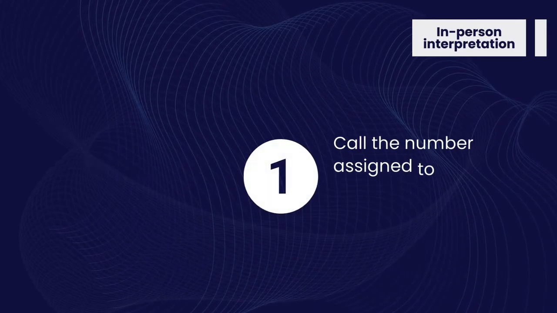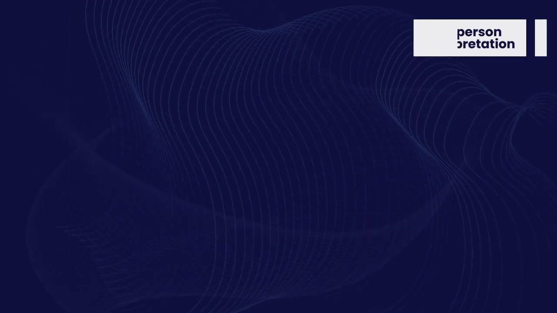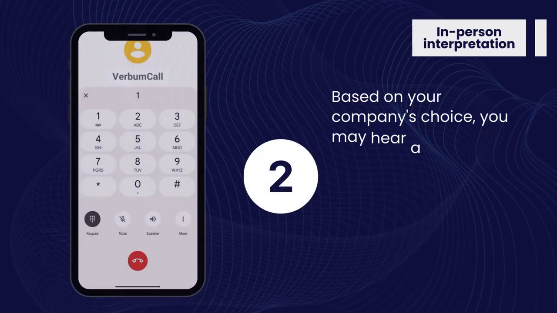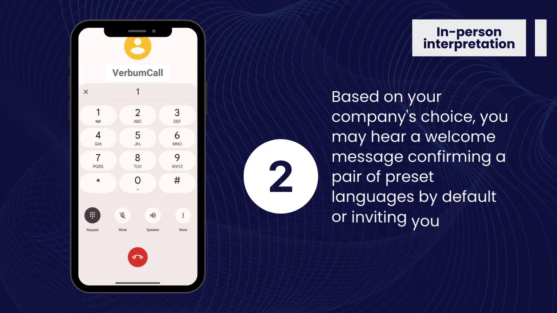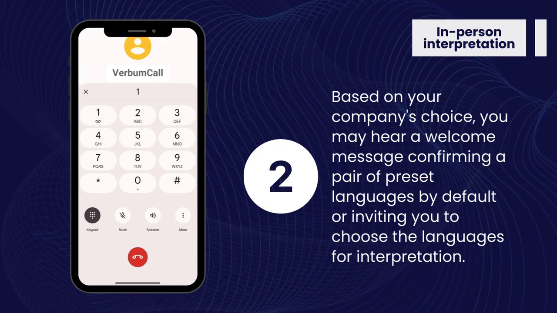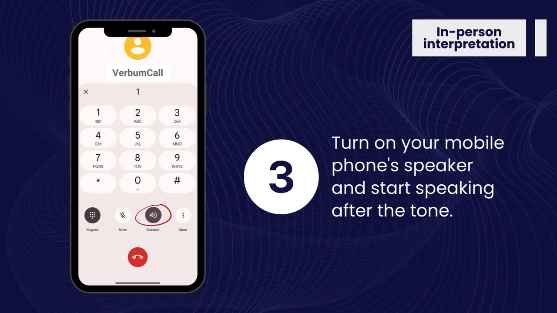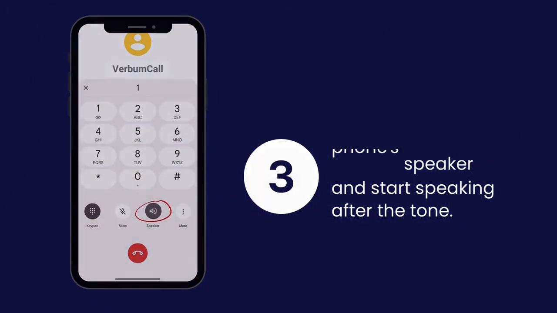1. Call the number assigned to you by your VerbumCall admin. 2. Based on your company's choice, you may hear a welcome message confirming a pair of preset languages by default or inviting you to choose the languages for interpretation. 3. Turn on your mobile phone speaker and start speaking after the tone.